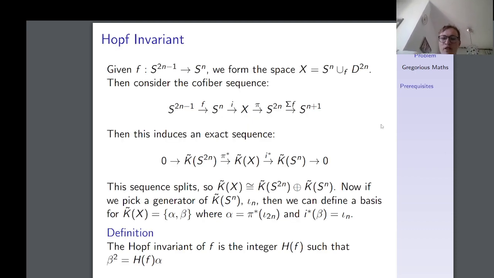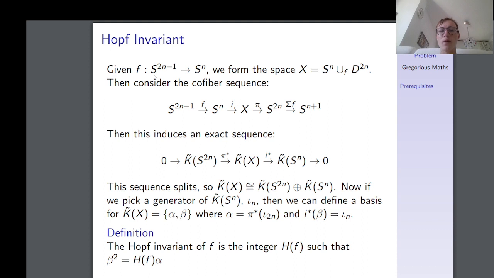By the way, I'm going to be defining the Hopf invariant in terms of K-theory, which is not standard at all. The standard definition is in terms of cohomology and stuff like that, but this is an equivalent definition, and I won't go into why it's equivalent because that's not the point. I'm not here to explain in detail the Hopf invariant. I'm more here to just prove the Hopf invariant 1 theorem. So, for our purposes, this is how we're going to be defining the Hopf invariant.